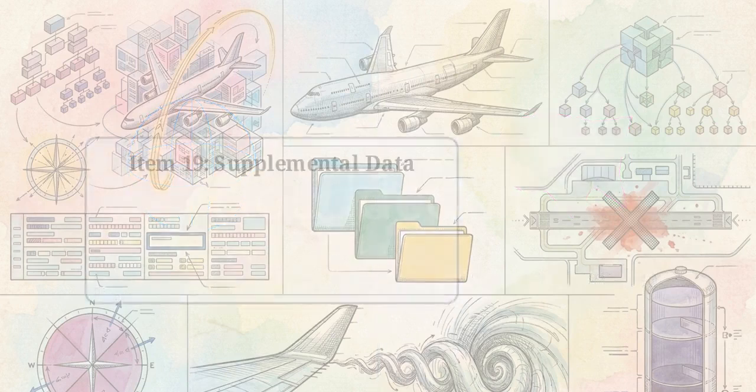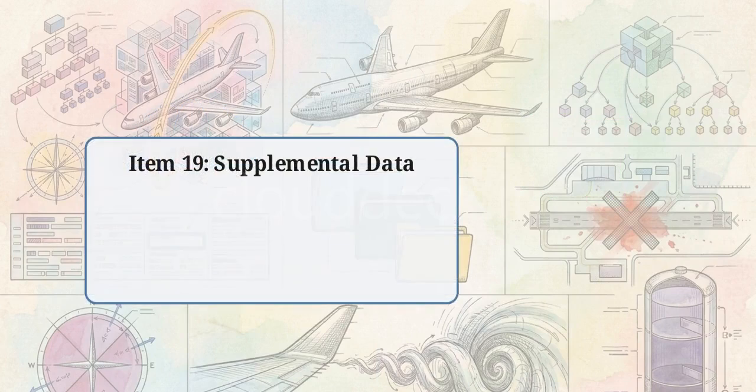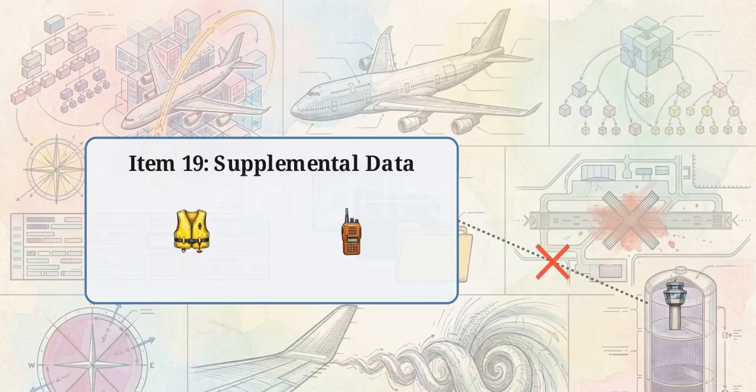Item 19 handles supplemental information, things like aircraft color, life jackets, and survival radios. This data is not transmitted to active air traffic control. It is retained exclusively by the filing facility to streamline search and rescue operations if the aircraft goes missing.